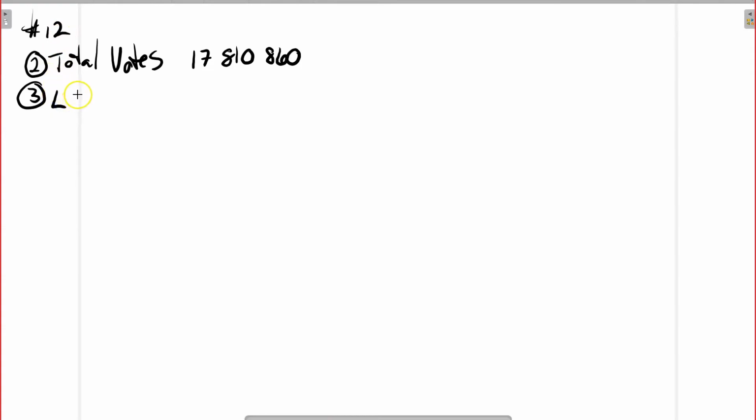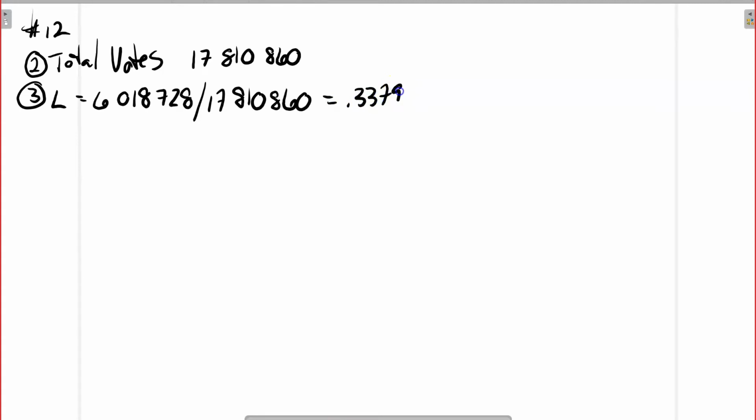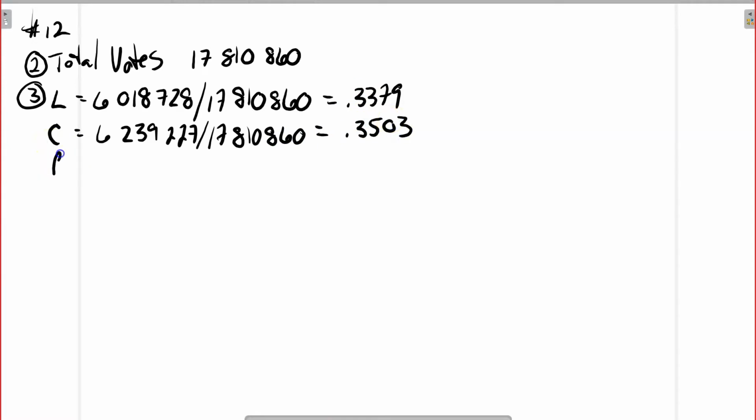We'll start off with the Liberals, and they got 6,018,728 votes. We divide that by 17,810,860, and we get 0.3379. Then we do the same for the Conservatives. They got 6,239,227 votes, divided by 17,810,860, which gives them 0.3503. And then the Bloc got 1,387,030 votes, divided by 17,810,860, which gives them 0.0779.